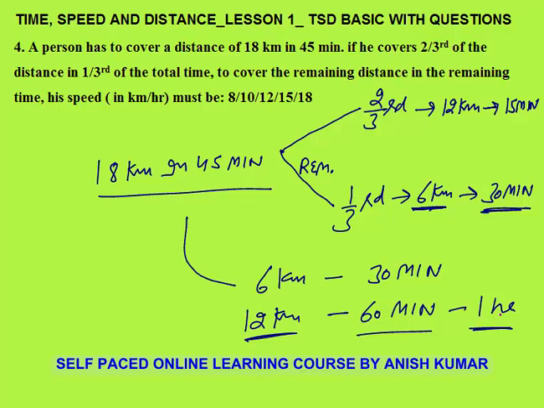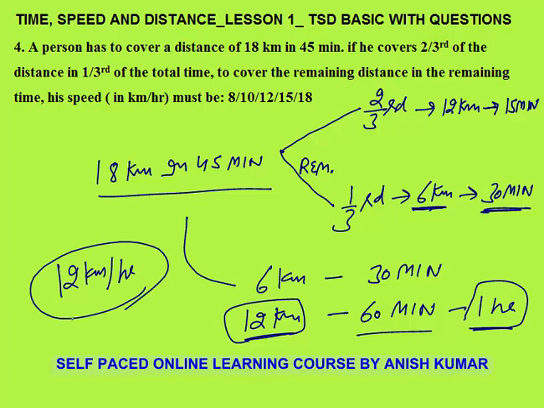It means that he will cover the remaining distance in the remaining time. Speed would be how much? Speed for the remaining distance: 12 kilometers he is covering in 1 hour. So the speed should be 12 kilometers per hour for the remaining distance to cover in the remaining time. So the answer is 12 kilometers per hour. That is option number 3. This 12 would be your final answer.